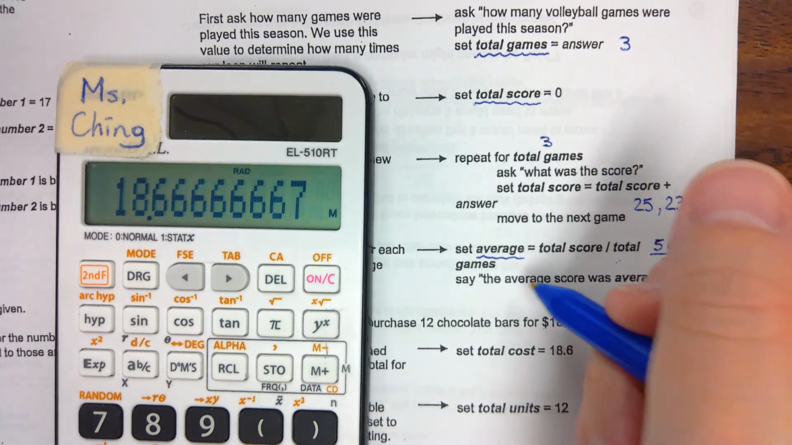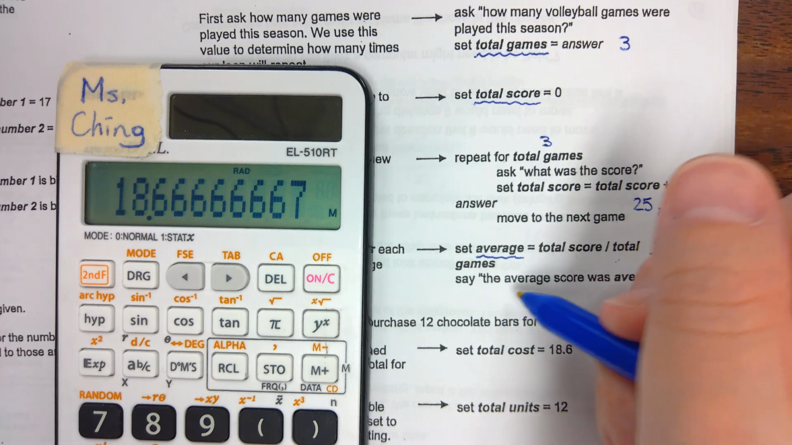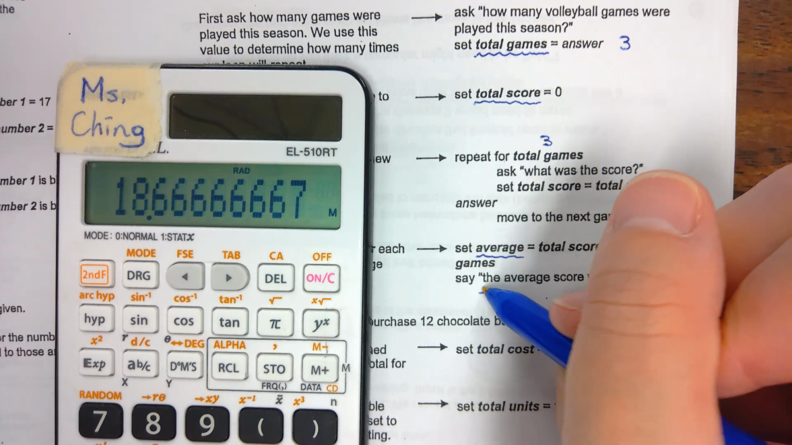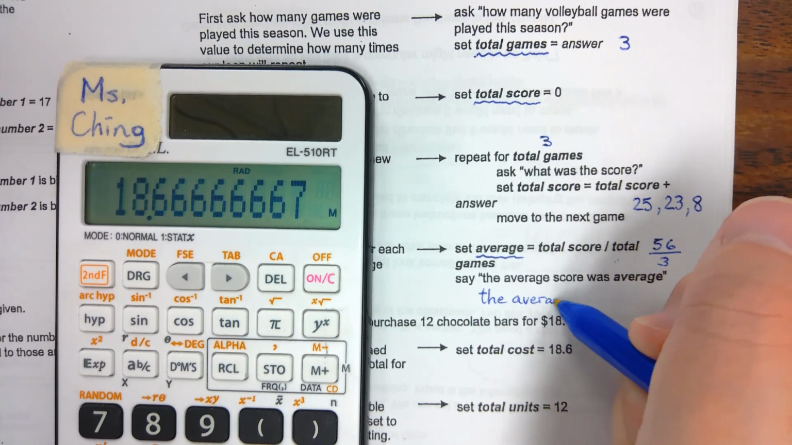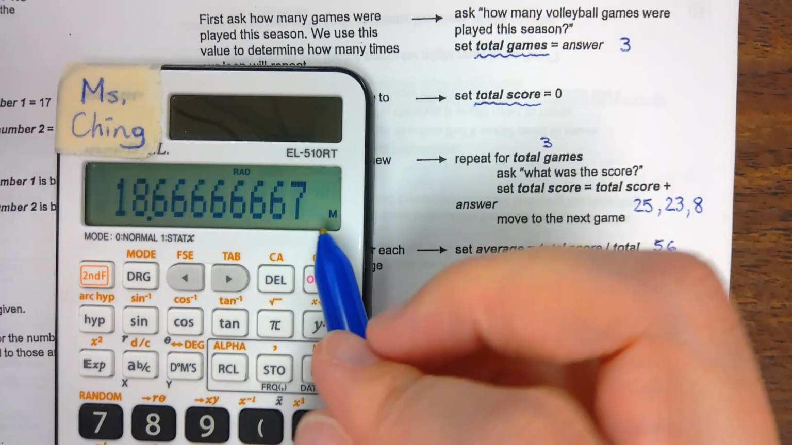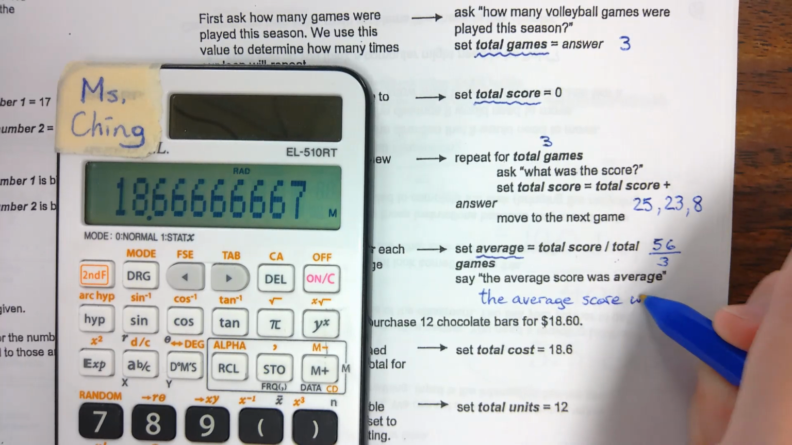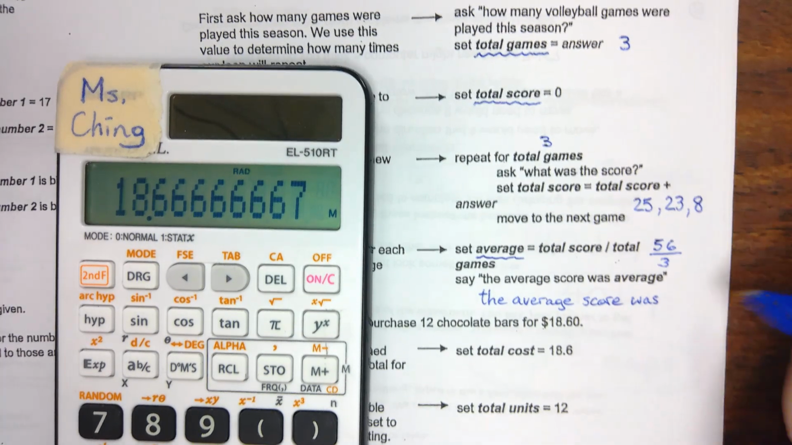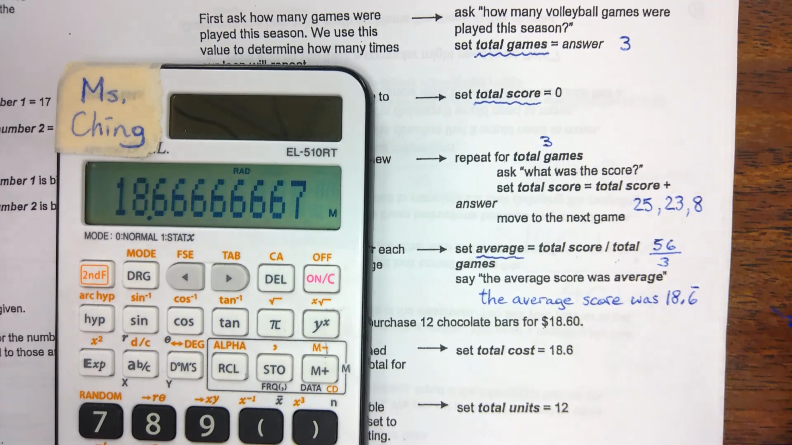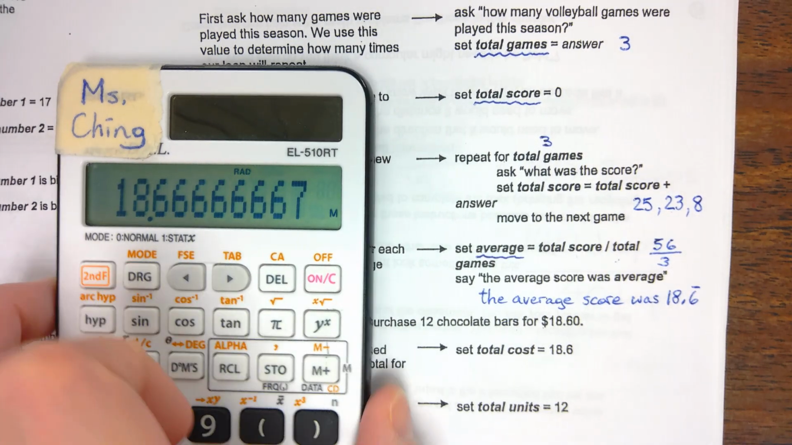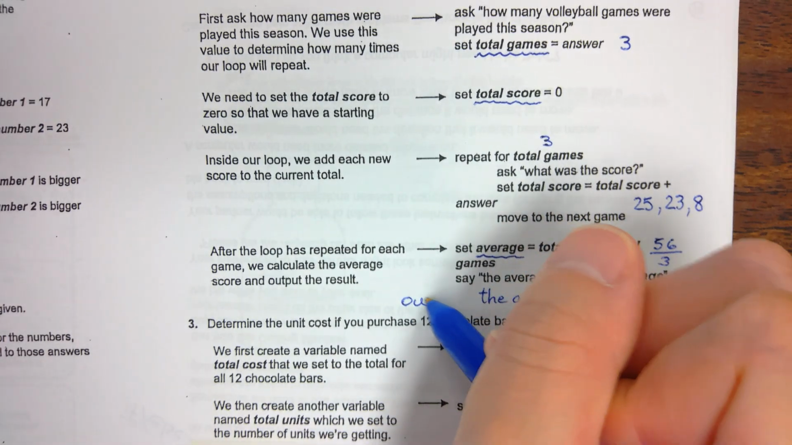So what is my output? The average score was 18.666. Good. Depending on how deep the calculation goes, for a computer, it will probably be more than this, 10 digits. So the average score was 18.66666, like that. Okay, and this is again your output.